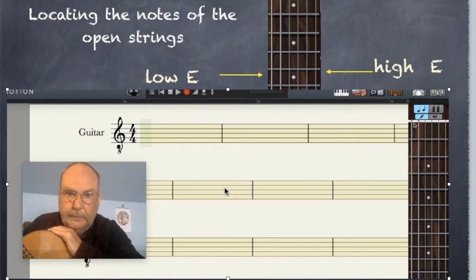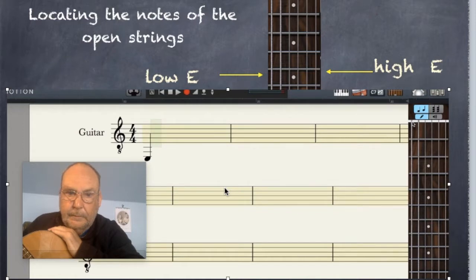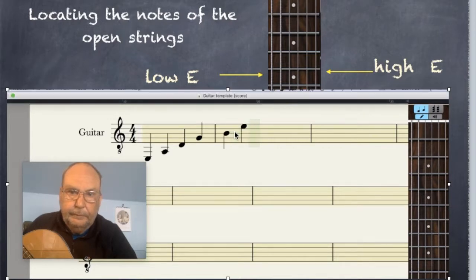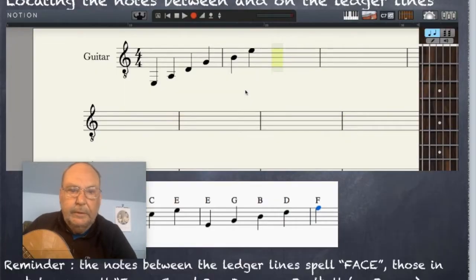Now we're going to look at the open strings as they appear on the stave. We'll start with the low E, which is here, followed by the A, then D, G, B, and finally E. So move on to the next slide, and we see we're going to now locate the notes between and on the ledger lines using the virtual fretboard again.